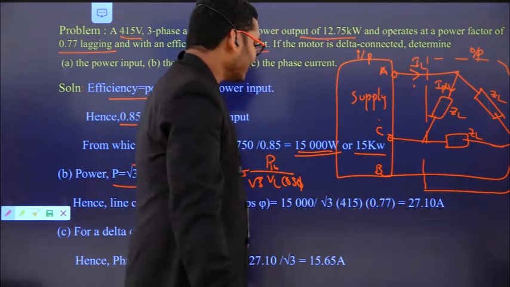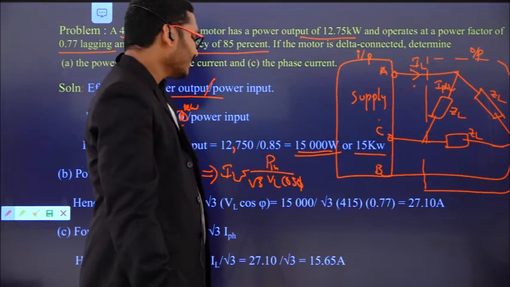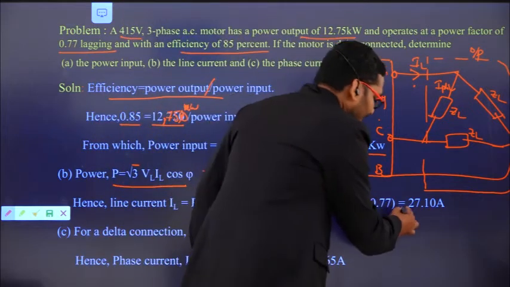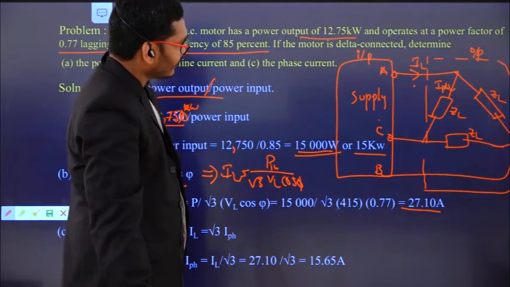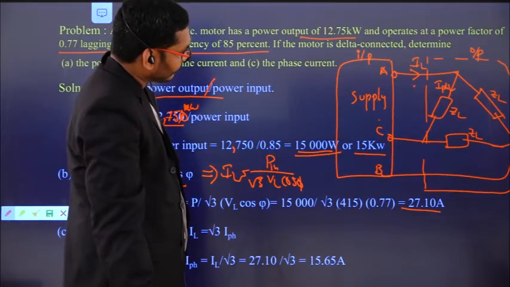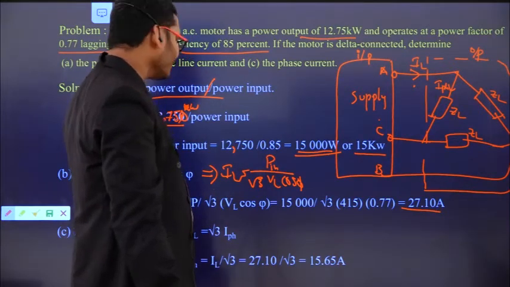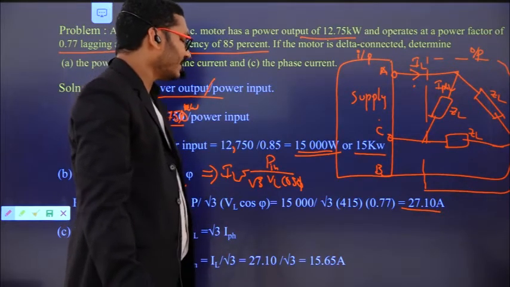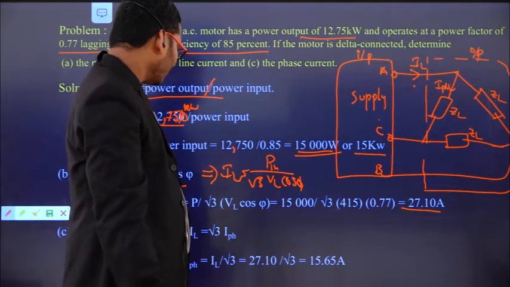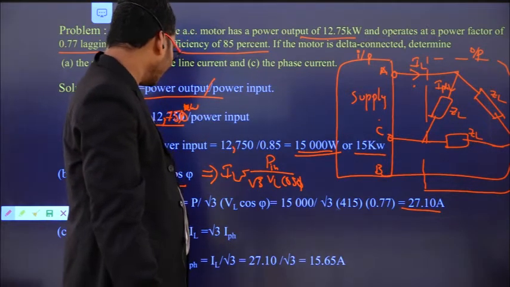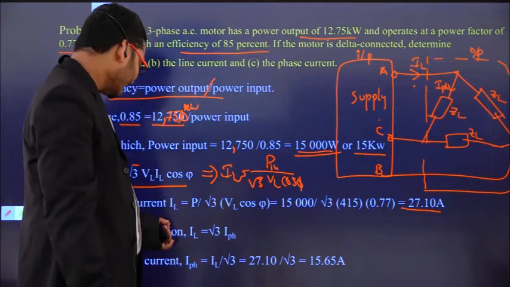So finally you will get 27.10. This is the magnitude. This is the line current, the current flowing through the line. You are getting 27.10 in magnitude. If you want to get the angle also, you can get it. Just wait, I will tell you.